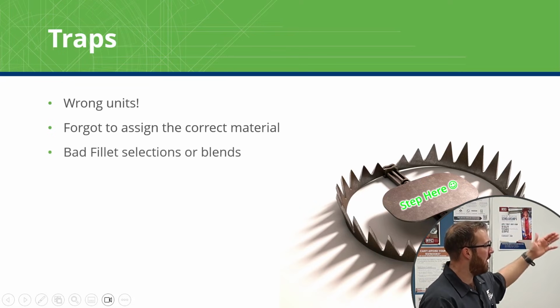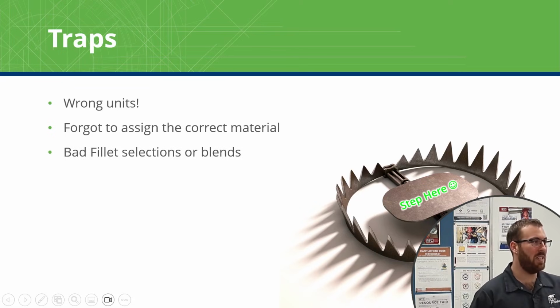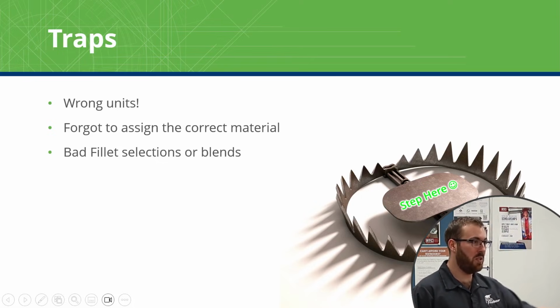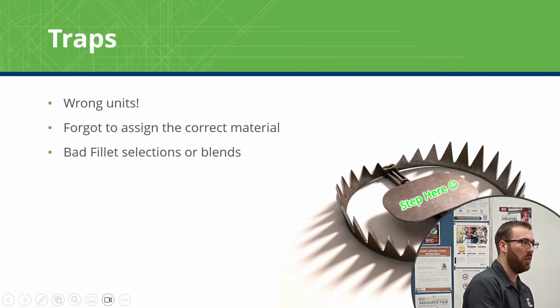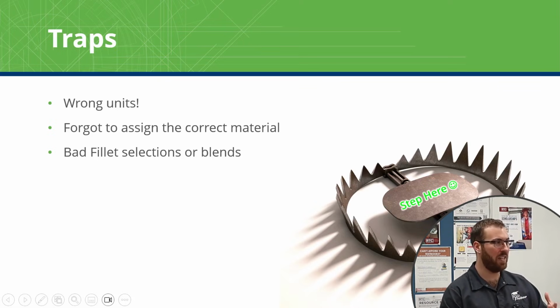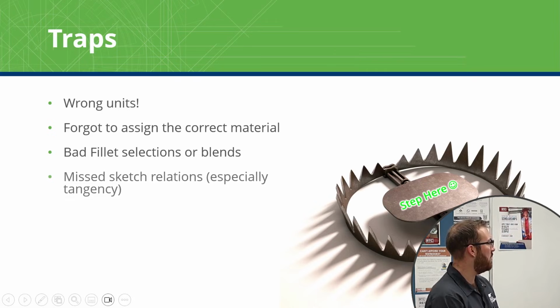Bad fillet selections or blends, we hit on this a bit today. Be careful with your edge selections, especially if you're using select through faces, things like that. It's very easy to select the wrong edge or forget an edge. And sometimes, especially if you have multiple fillet features, if you get the order wrong, if you create small fillets before large fillets, you can get weird blending conditions that will throw off your mass.